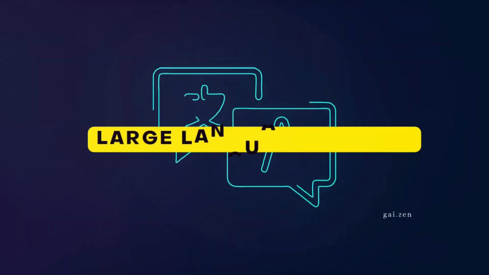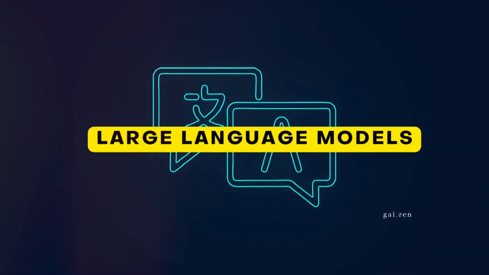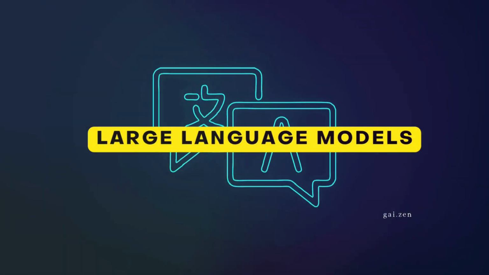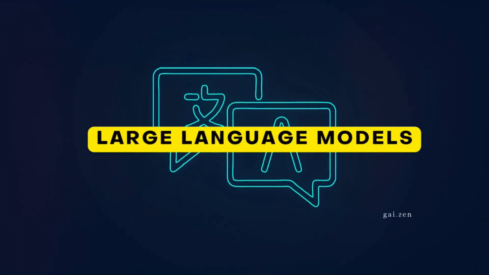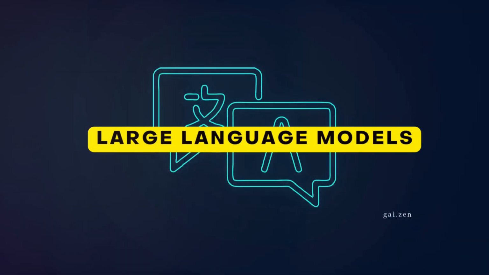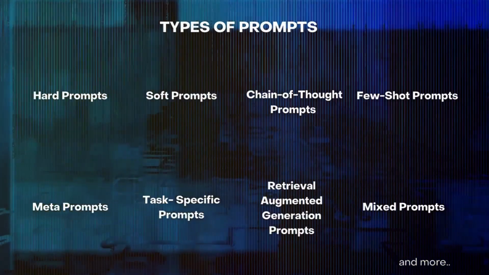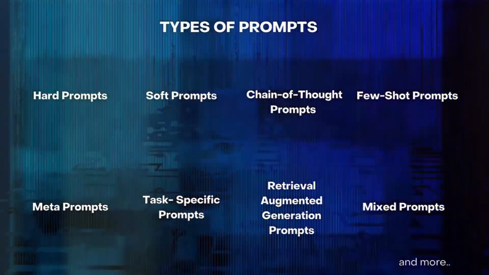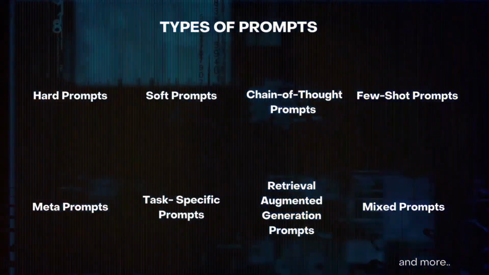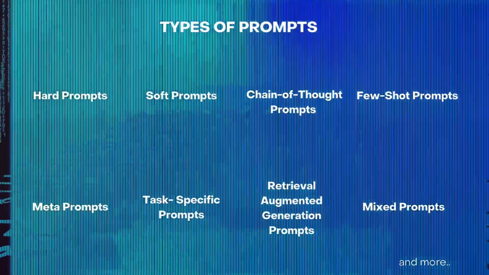This skill is especially crucial when working with large language models like ChatGPT, where even slight changes in your input can lead to drastically different results. There are many different types of prompts, such as hard prompts, soft prompts, meta prompts, and task-specific prompts, and many more. In this video, we'll go through examples of some of these prompts and review different ways of deploying them.